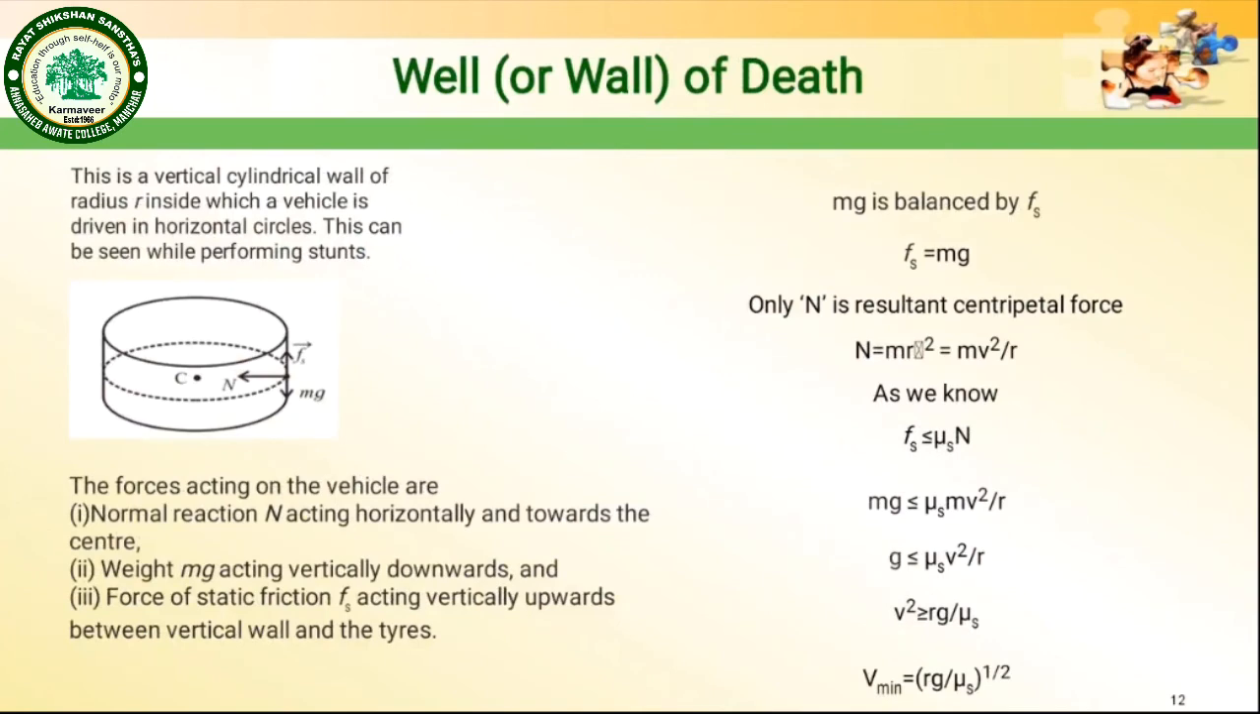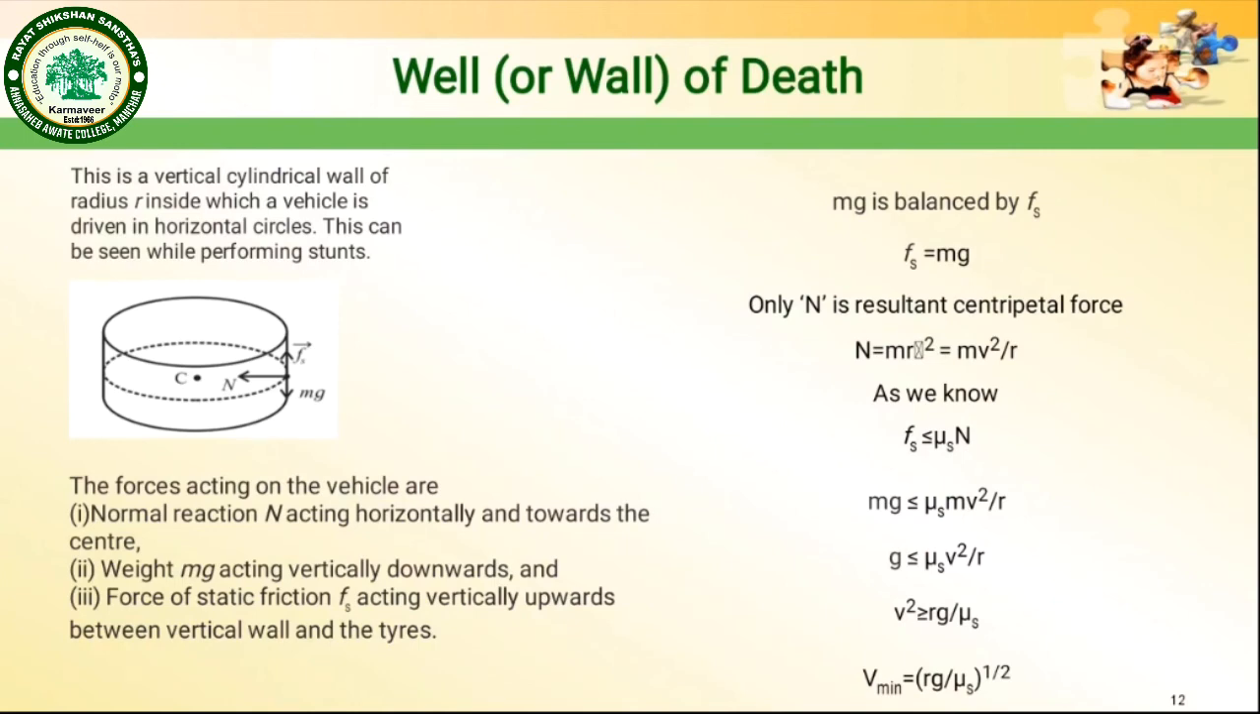Another application is the well or wall of death. In simple words, we know this as maut ka kuan. While performing stunts, a vehicle is driven in horizontal circles inside a vertical cylindrical wall of radius r. Now, we have to see how many forces are acting on the vehicle.